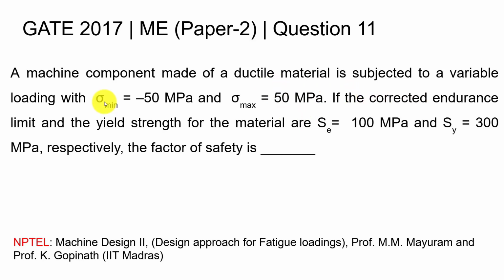So if the corrected endurance limit and the yield strengths are given like this, we are supposed to find what is the factor of safety.